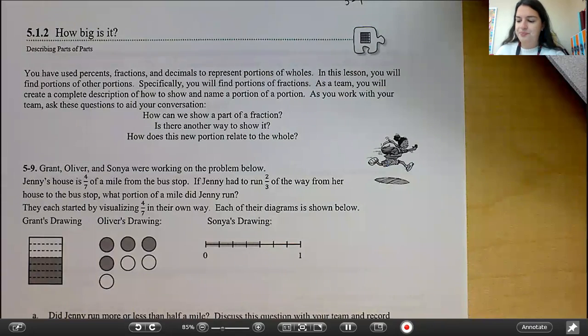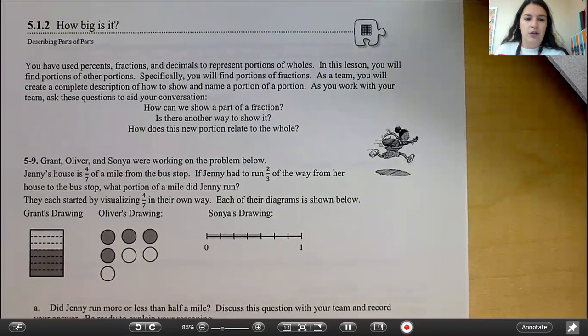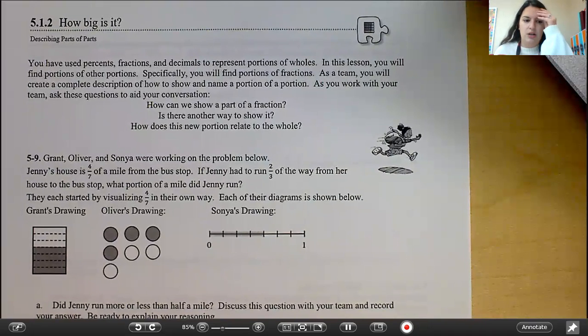So 5-9. Grant, Oliver, and Sonia were working on the problem below. Jenny's house is 4/7 of a mile from the bus stop. If Jenny had to run 2/3 of her way from her house to the bus stop, what portion of a mile did Jenny run?